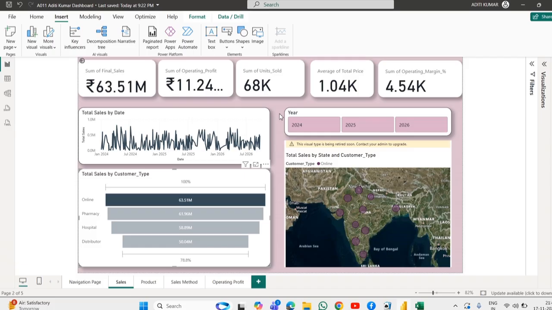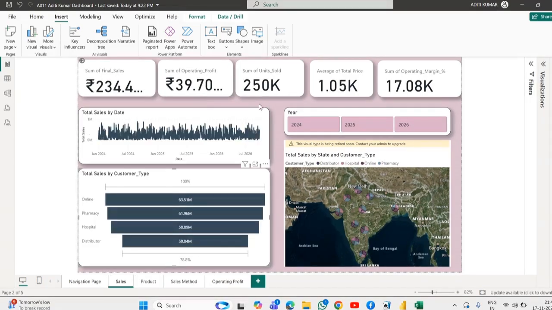Why I have used this map visual is because it is best for geographic insights. The line chart I have used is because it is for time or series patterns. This is to let you know why I have used these visuals.